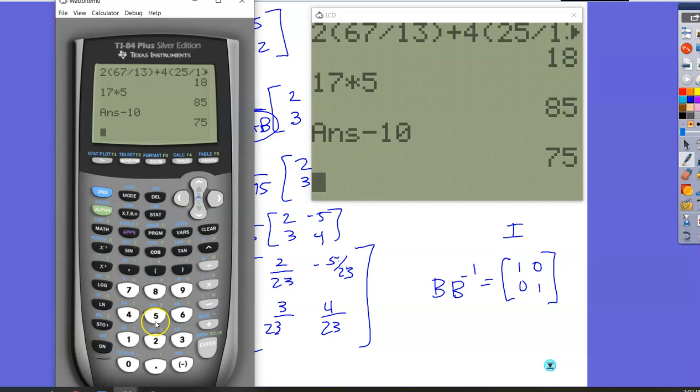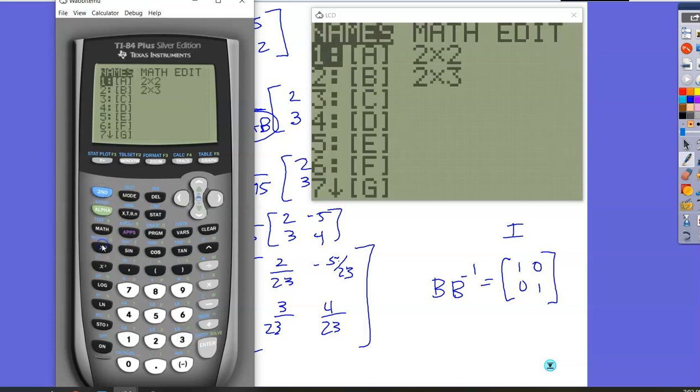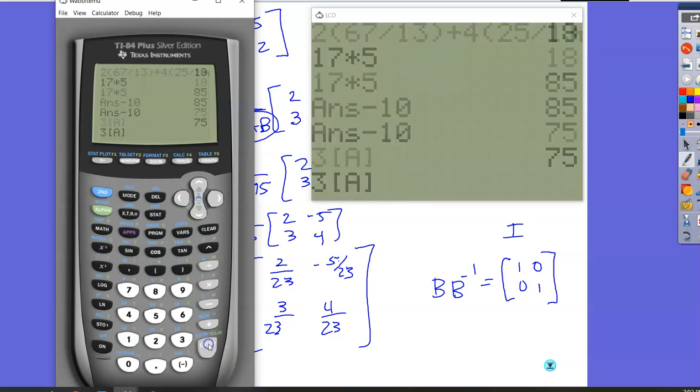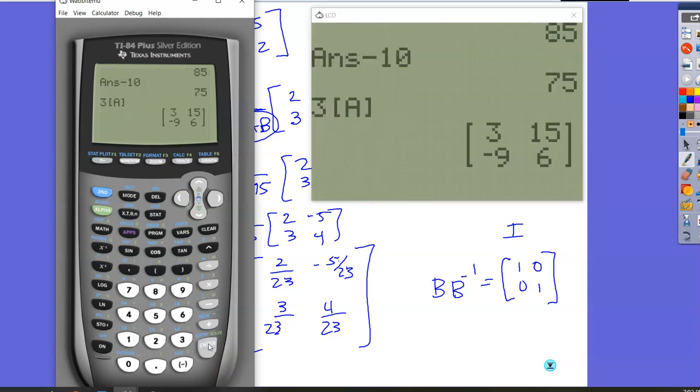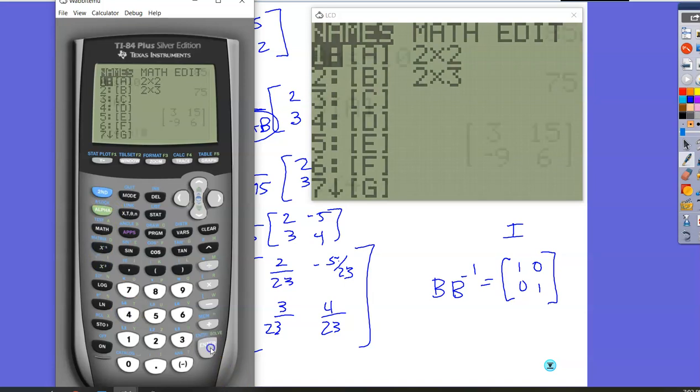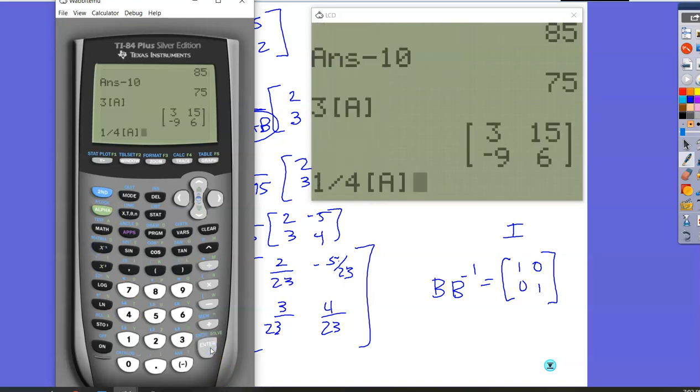All right, so let's say you just want to do scalar multiplication, which most of you can do by hand. Like if you wanted to multiply matrix A by 3, you can just say 3 and then go back into matrix. This is where you're going to use names. You use the name to call it up, and then you can just take 3 times your matrix. Again, I think you can do that by hand. You can also do division, but you have to do it as a fraction. Like if I wanted to take a fourth of my matrix, I could do 1/4 times A. There's no such thing as division with matrices, so you have to do it as multiplication.